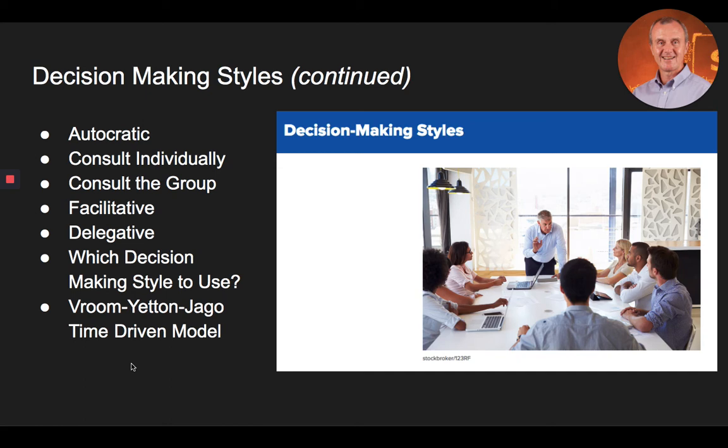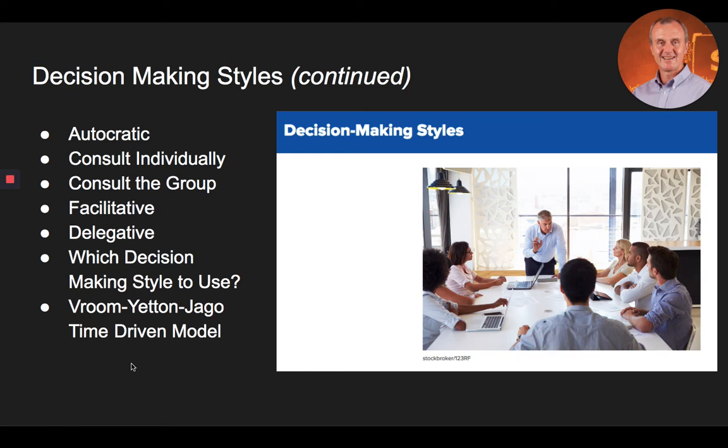The consult the group decision-making style is quite similar to the consult individually decision-making style, with one big exception. Rather than a manager presenting the problem and seeking solutions from subordinates individually, the manager does so with subordinates in a group setting.